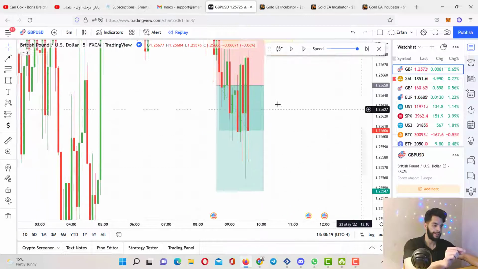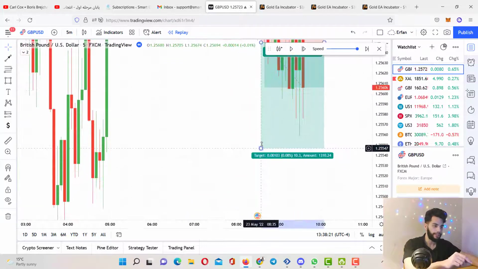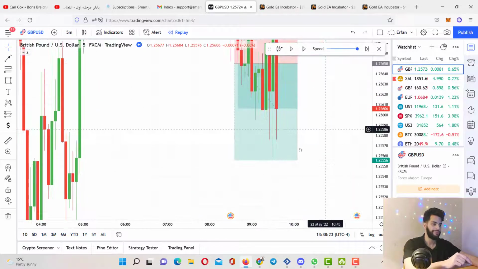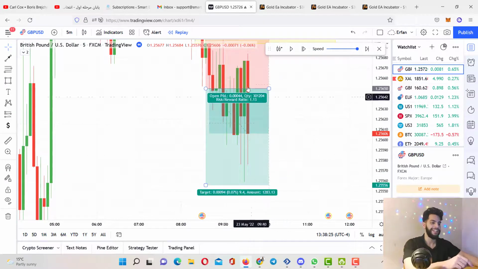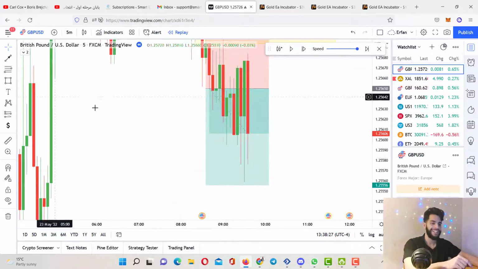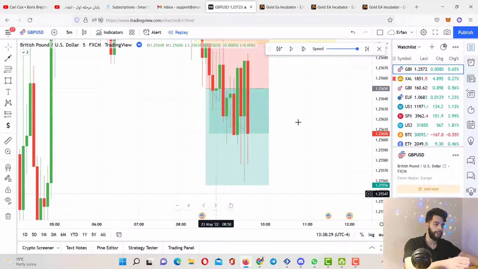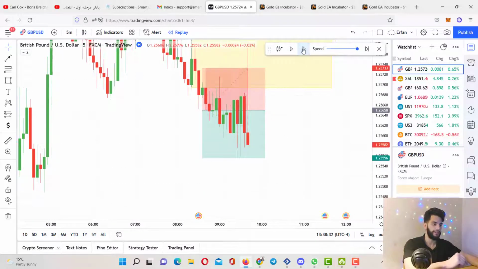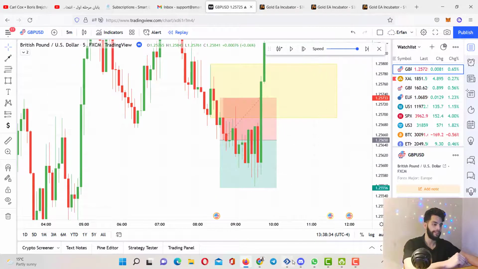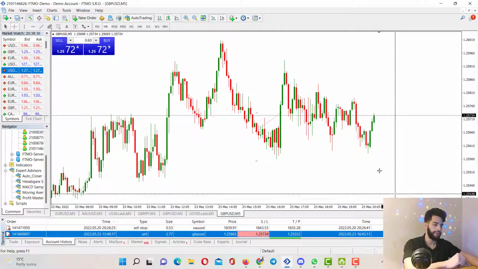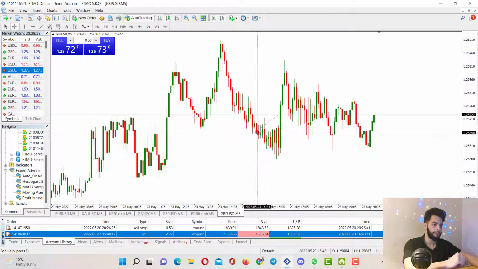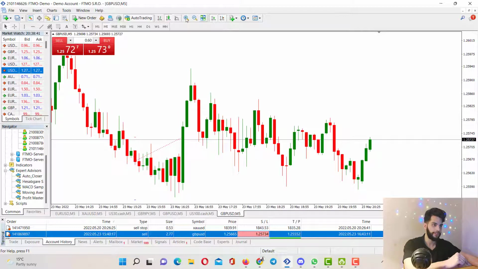Right here, guys. My TP was right here. It literally came down 2 pips away from my TP, reversed, and it stopped me out like this. And this is exactly what happened. Here it is. See, I took my position here. If I zoom in, you can see it.